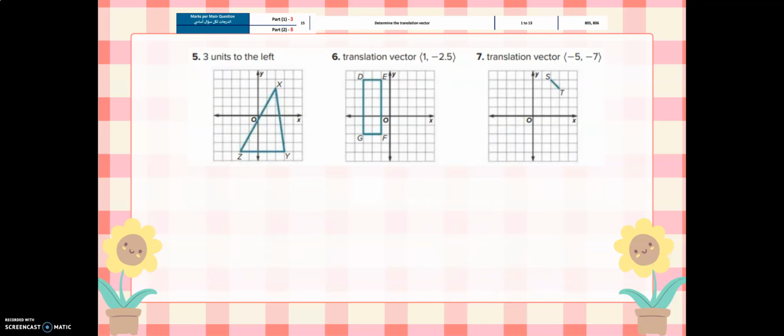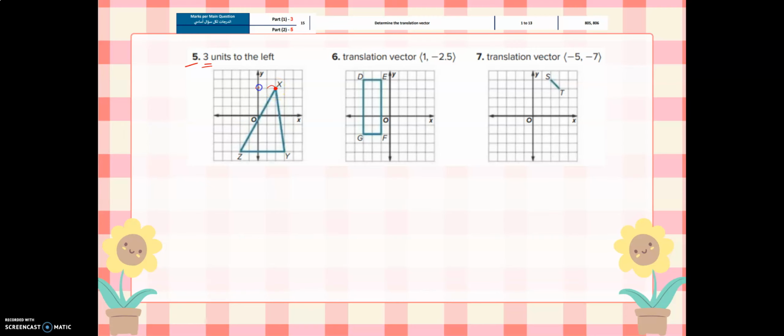All right, so let's look at this example. So again, you are trying to find the translation of number 5, 3 units to the left. So basically in this example, you're just going to follow the direction. It says to translate the figure 3 units to the left. So we're going to look at the vertices and I'm going to translate it 3 units to the left.